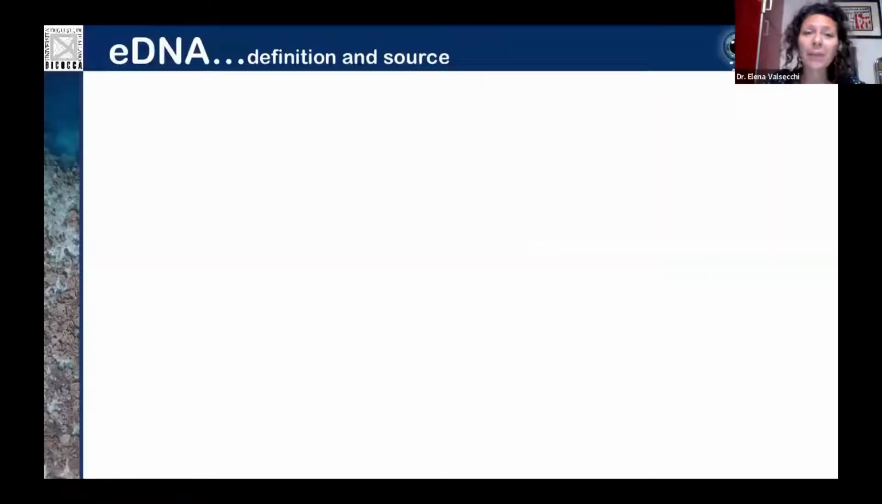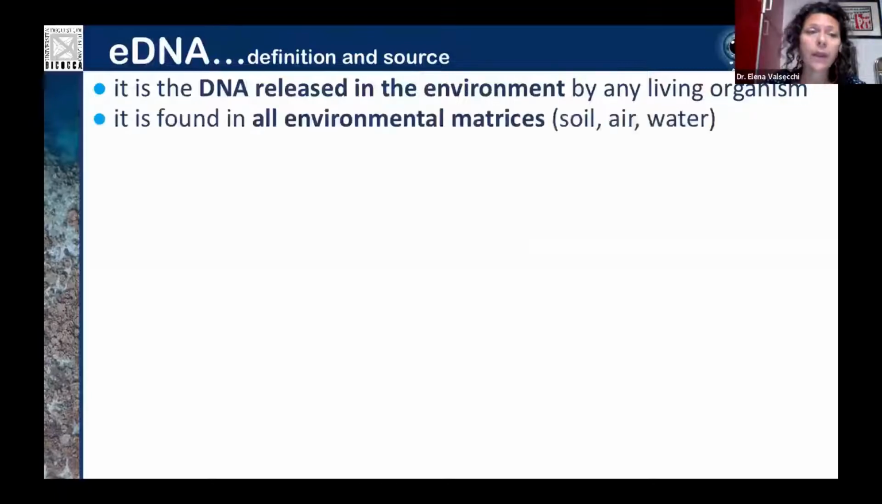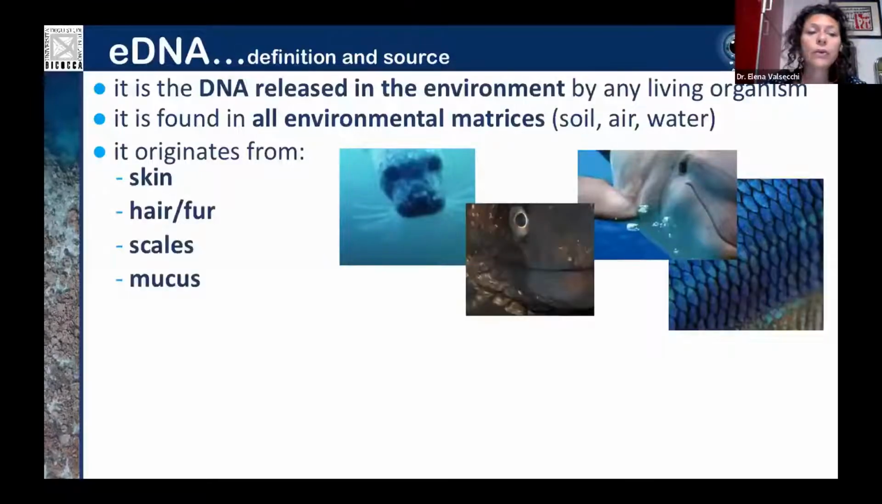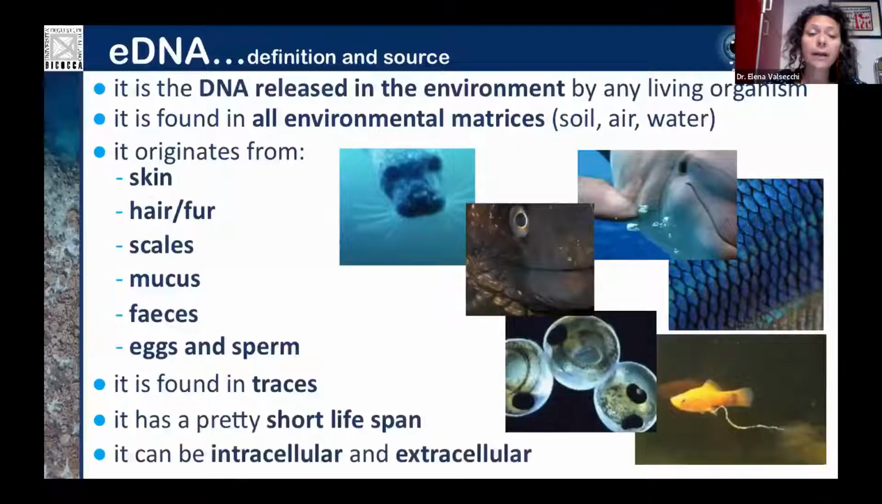I'm going to talk about environmental DNA. So let's start by defining it. Environmental DNA is the DNA which is released in the environment by any living organism. It's found in all environmental matrices, so soil, air, and water, and it originates from skin, hair, fur, scales, mucus, feces, eggs, and sperm. It's found in traces. It has a pretty short lifespan, and it can be in either intracellular or extracellular forms.